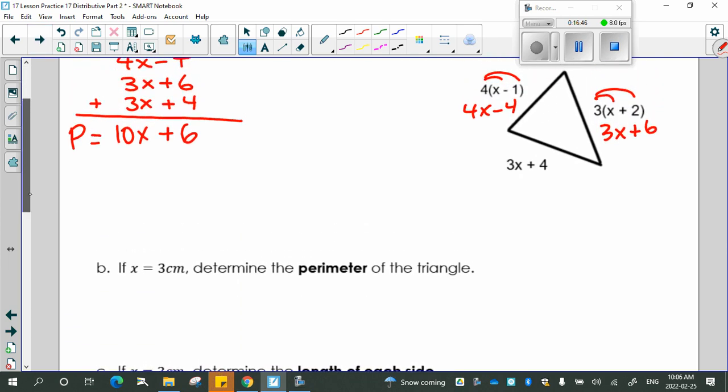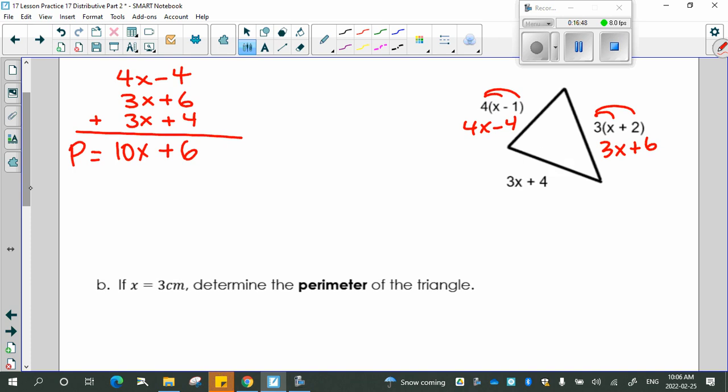Now it says it's pertaining to the same triangle. If x were 3 centimeters, what would the perimeter of the triangle be? Does anyone have any ideas how we could do that one? Jacob. 10x times 3 plus 8. Okay, so now that we've got an expression for the perimeter, Jacob's thinking we can just substitute, which is the easiest way to do it.